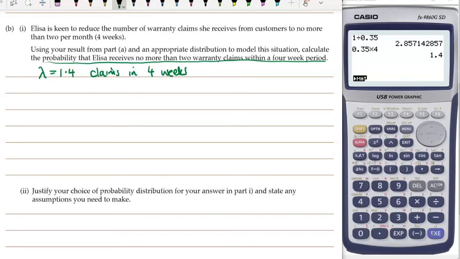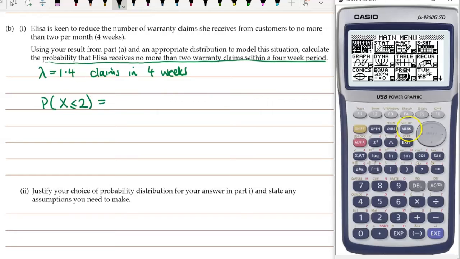Now we can use Poisson because we're talking about an interval and how many things happen within that interval. So now we want, what's the probability that Eliza receives no more than 2? So that can be 2 or less. X less than or equal to 2 when lambda equals 1.4.